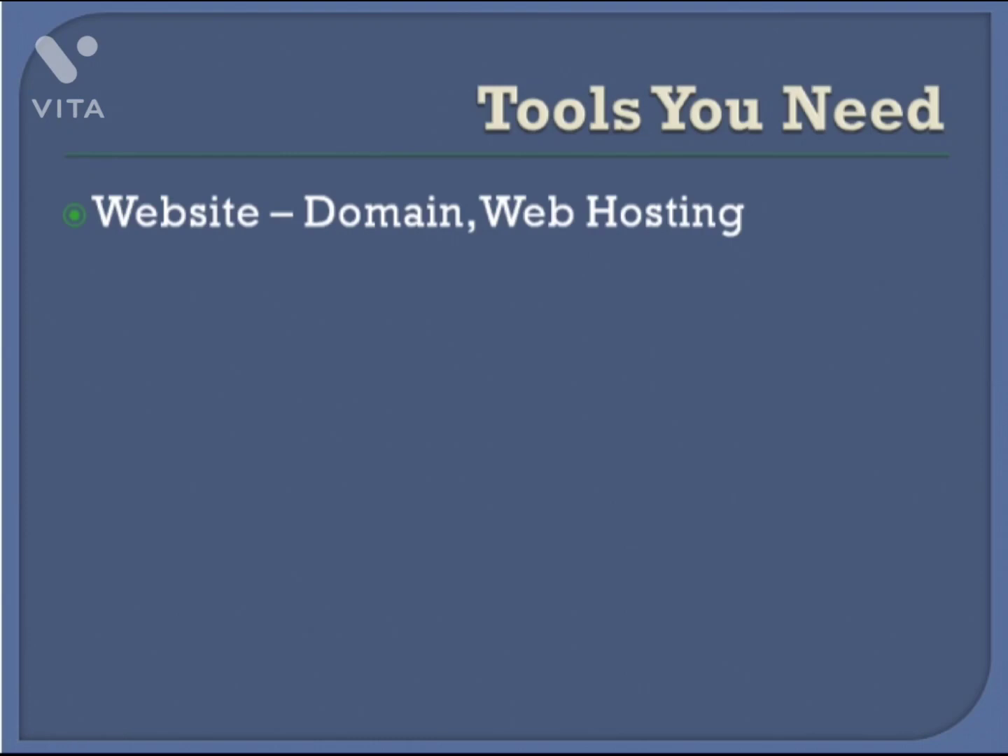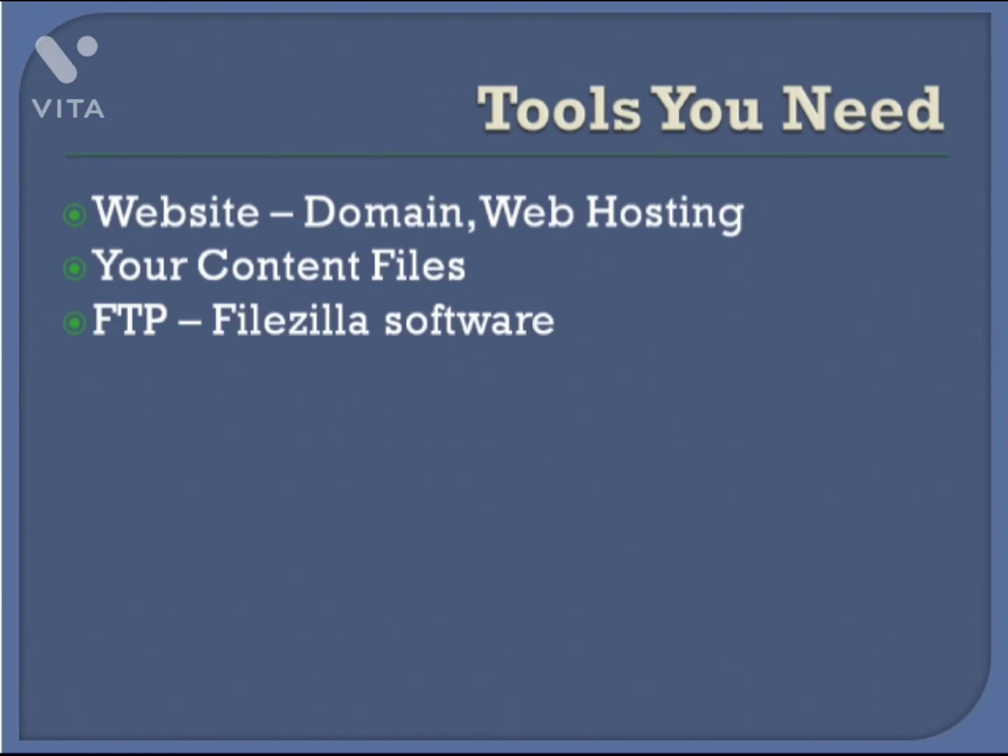Now what I want to do is talk about the tools you need so that you can gather those tools before we begin the implementation process. You're going to need a website. You're going to need a domain and web hosting. In this video series, I'm going to assume that you already have a website and you already have your content. But I'm going to show you how to implement this, create an automated machine, and add it to your website.